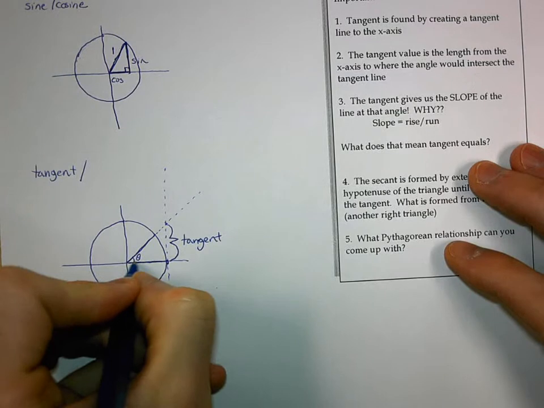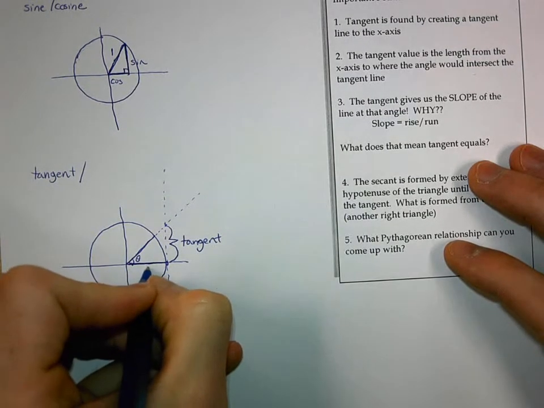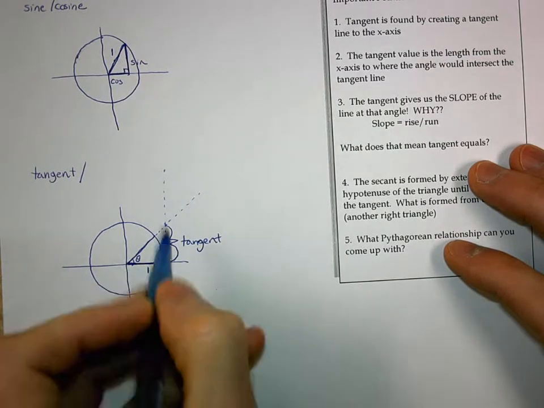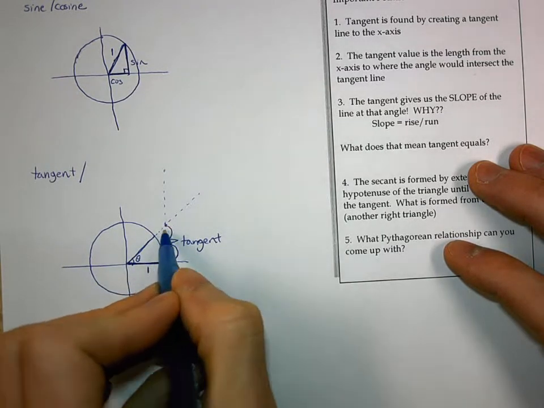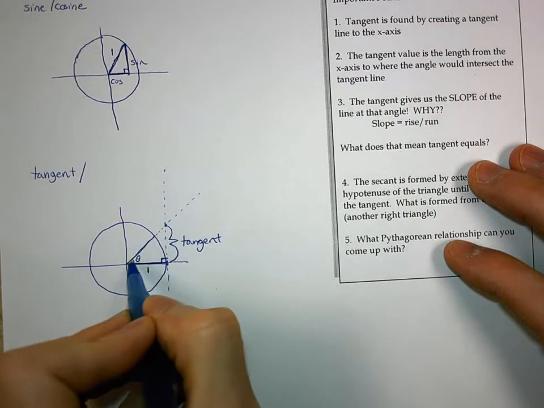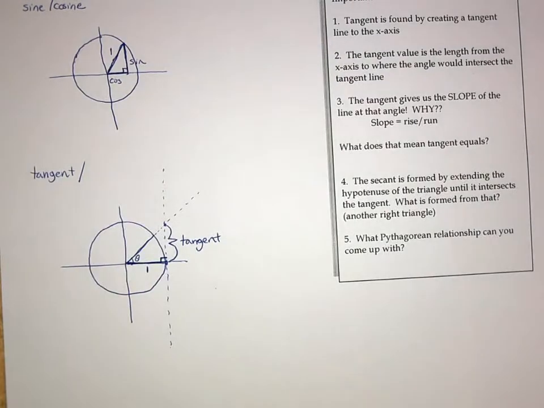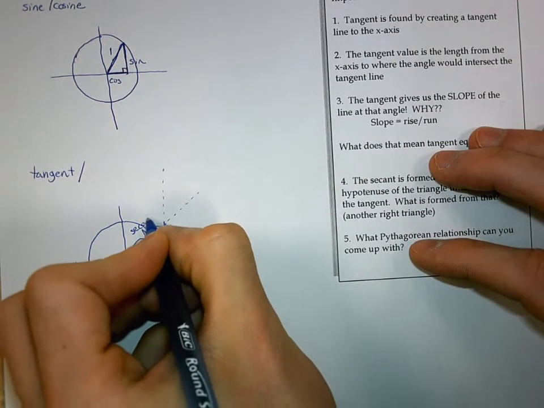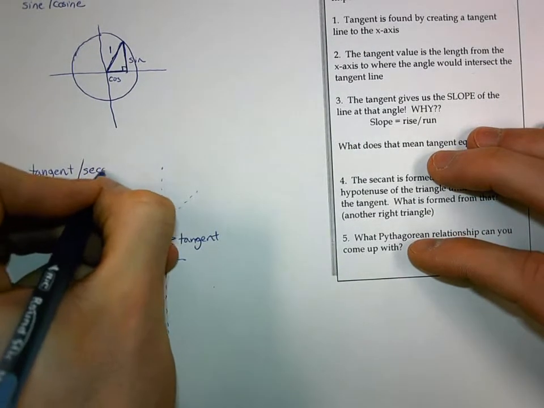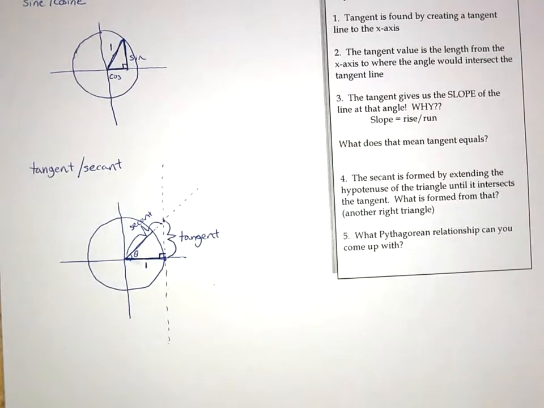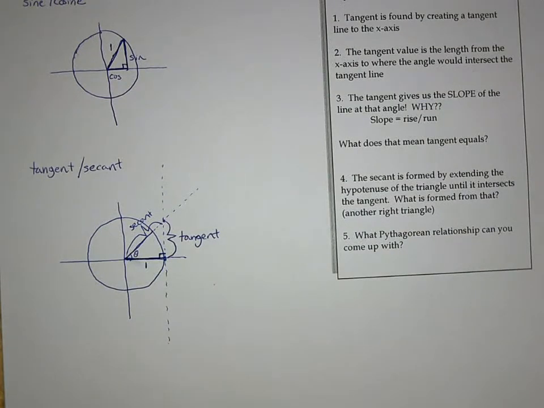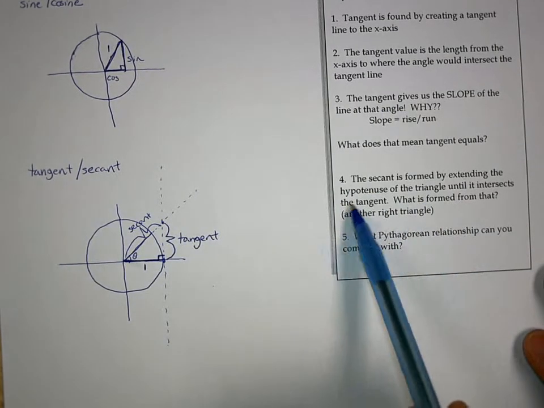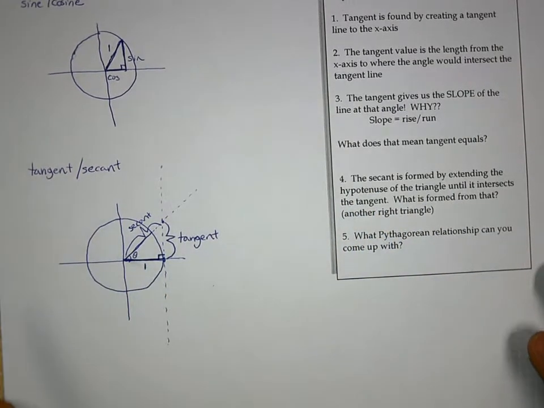Right here, this piece we know has a length of 1, and now my reference triangle ends up being the side of 1 here, this tangent length, and then going all the way back down from the intersection point back to 0. And that value ends up being the secant. So tangent and secant are going to be tied together on the unit circle. So right there, the secant is formed by extending the hypotenuse of the triangle until it intersects the tangent.